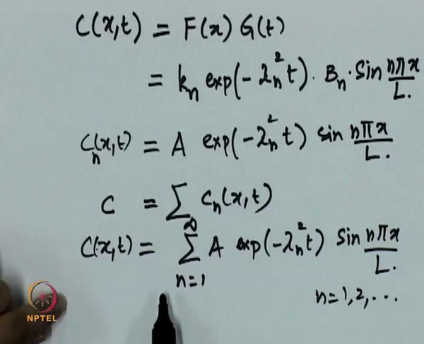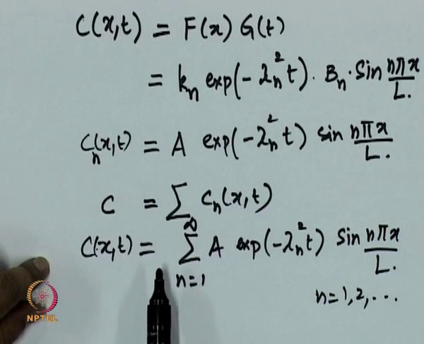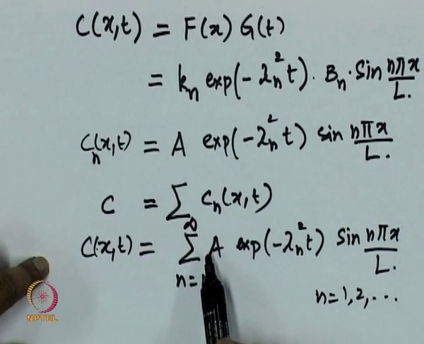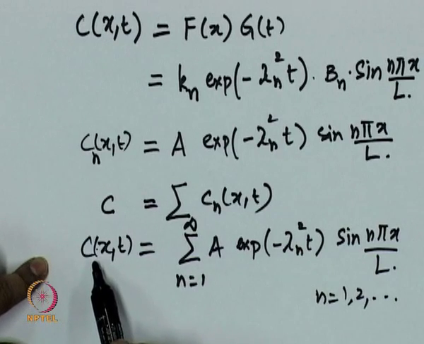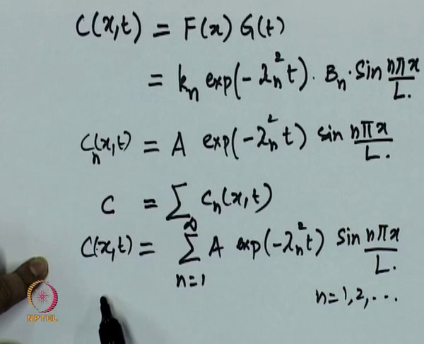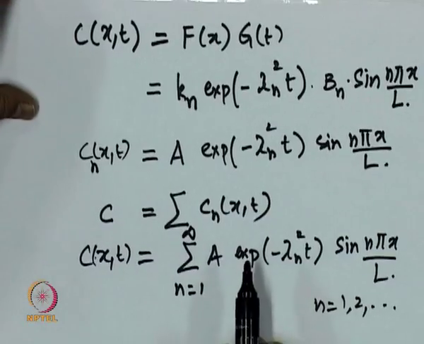We have this solution, but we have not used our initial condition yet, which will help us then determine what this constant is. We said that at time t equal to 0, this C of x is a function f of x. So, we can substitute that in the solution.